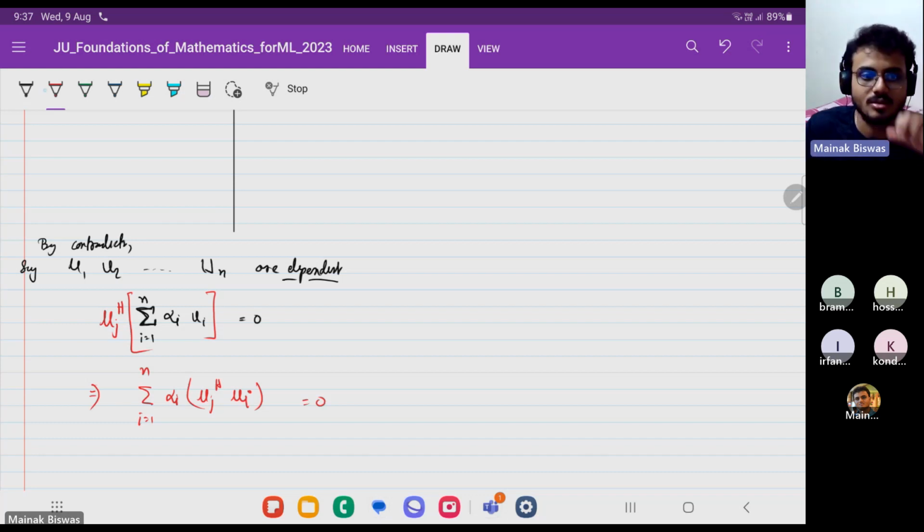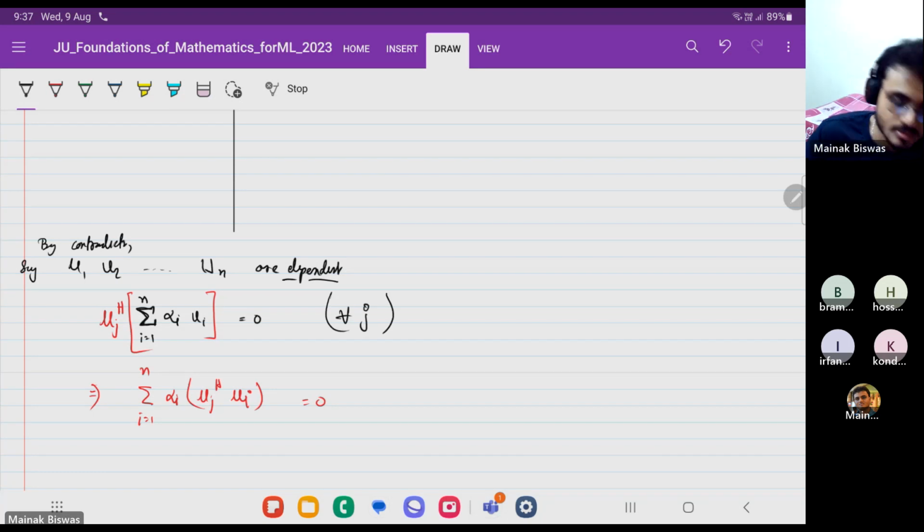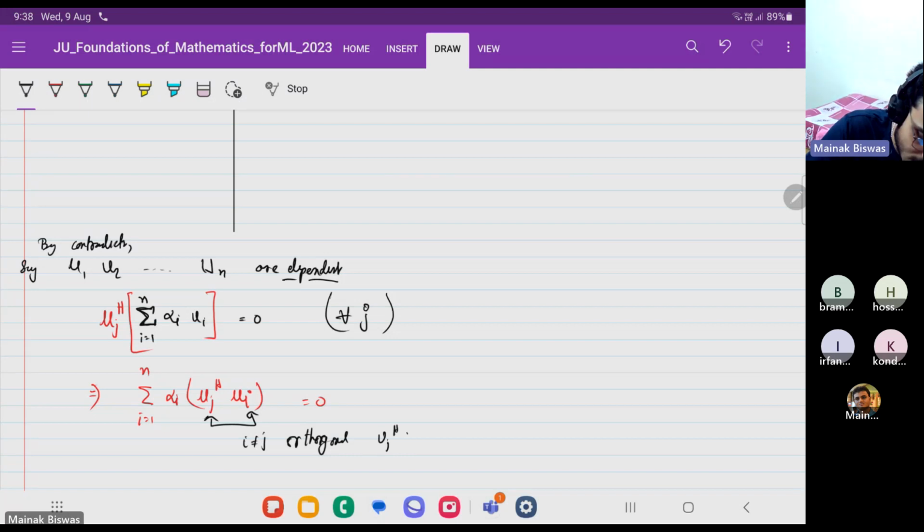I've done all the steps. What will happen for all j? This is just the definition. Tell me. Uj and ui, if I not equal to j, they are? 0. Yes, they are orthogonal, right? So therefore, uj Hermitian ui is equal to 0.